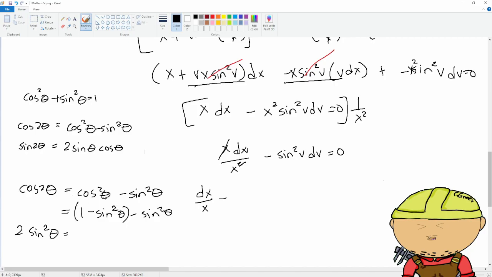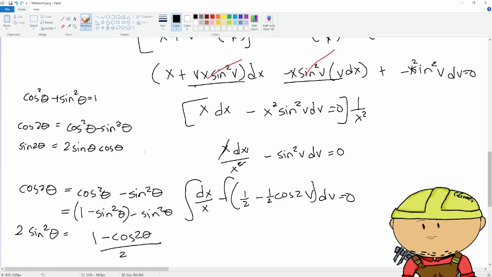Transposing the negative 2 sine square theta to the opposite side, sine square theta is equal to 1 minus cosine 2 theta divided by 2. So our sine square is equal to 1 half minus 1 half cosine 2v dv. We can now integrate. This becomes ln x minus 1 half v minus 1 half times the integral of cosine 2v, which is sine 2v divided by 2, is equal to c.